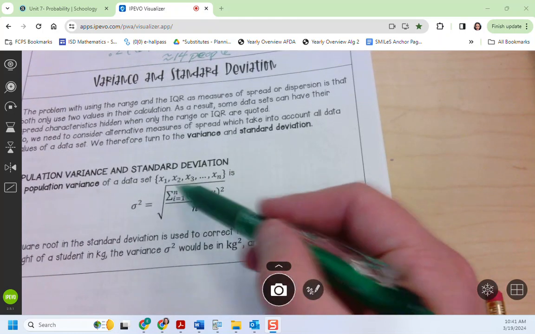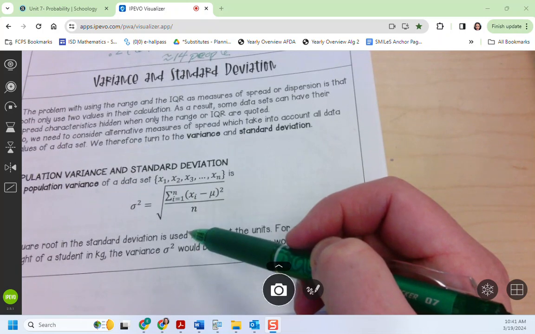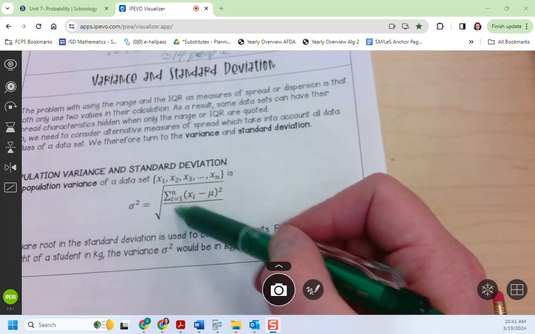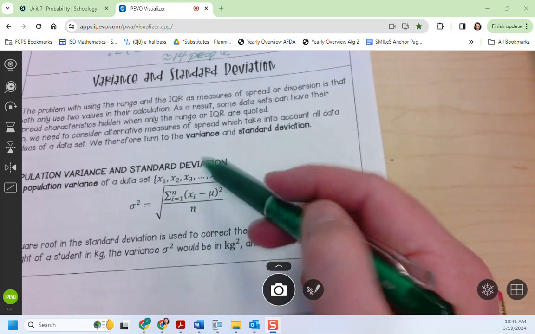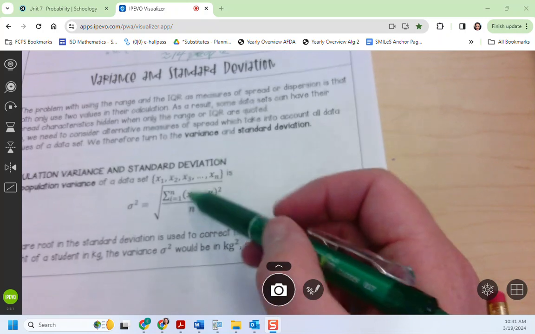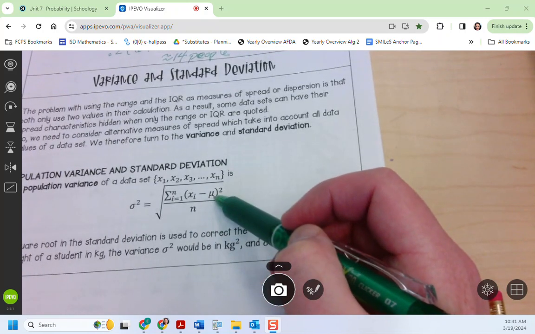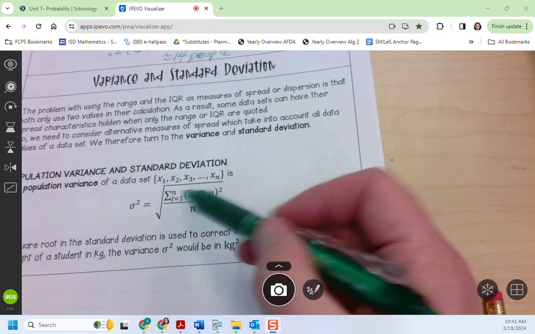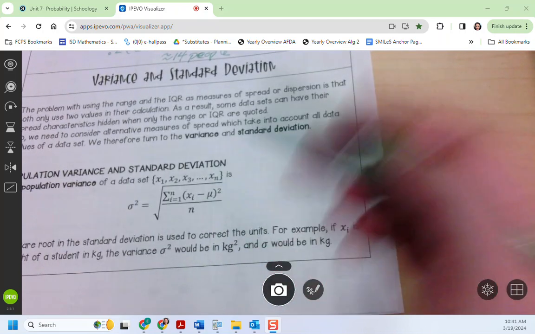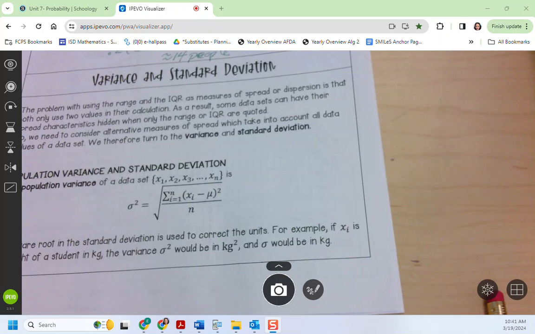What was the fancy E? Over here, yeah, the sum. So that means find all of the differences from 1 to n. If I had 10 terms, then I would subtract the mean from each one, square it, add up all my answers, and then divide by how many there are. The good news is we don't really have to do that because your calculator will do it for you. But it's nice to know what your calculator is doing so you understand what you're actually finding. Okay? All right, so this is variance.